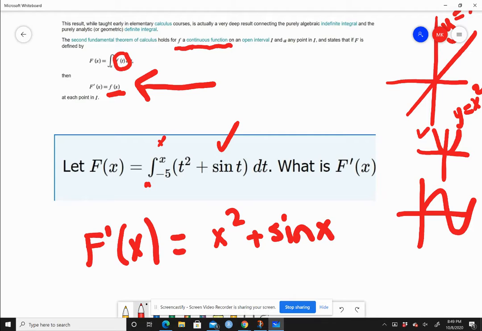So just wanted to make sure that you recall this theorem, a very important theorem.